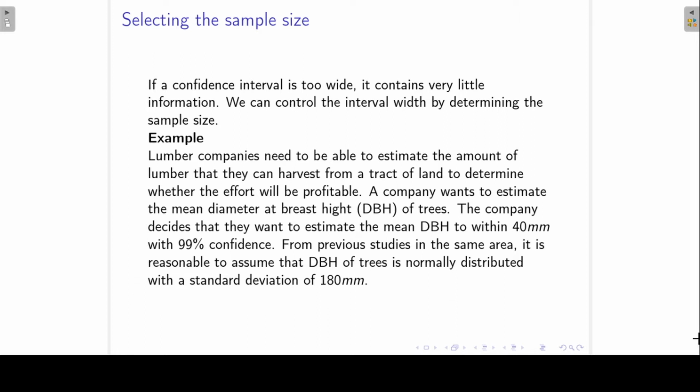In this lecture, we are going to find a formula to determine how big my sample should be when I want to estimate the population mean. Let's look at this example.